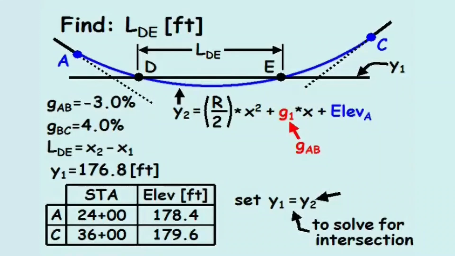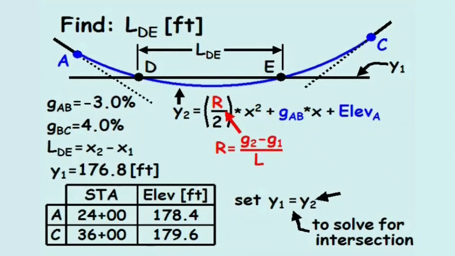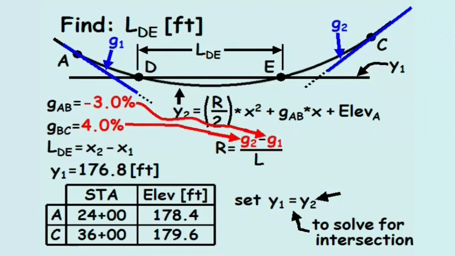Lastly, the variable r refers to the rate change in slope, or the change in grade along the length of the curve, which equals g2 minus g1, all divided by the length of the curve. In this equation, g2 and g1 refer to the grades of the lines tangent to the end and beginning of the curve, which are equal to GBC and GAB, respectively. The variable L is the length of the curve from point A to point C, and equals the station of point C minus the station of point A.